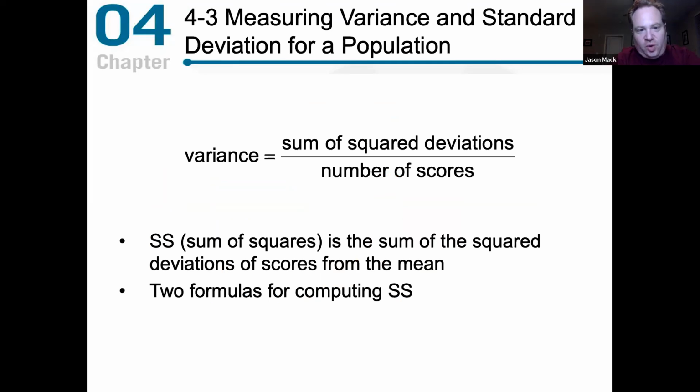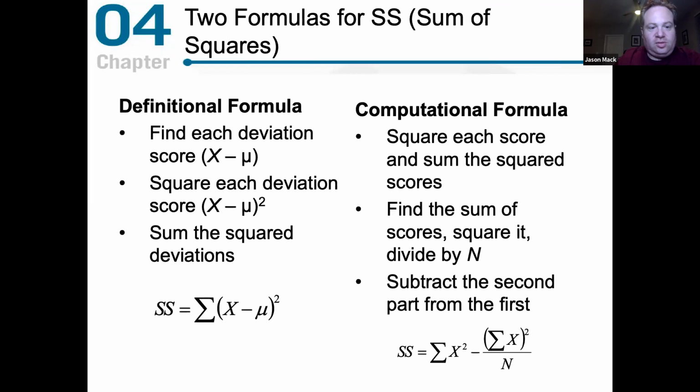So variance is the sum of the squared deviations over the number of scores, like what I showed you with Excel. The sum of the squares is the sum of the squared deviations from the mean. And there are two formulas. The definitional formula: find each deviation score, square each deviation score, sum the squared deviations. The computational formula: square each score, sum the squared scores, find the sum of the scores, square it, divide it by n, your population, and subtract the second part from the first, like this.